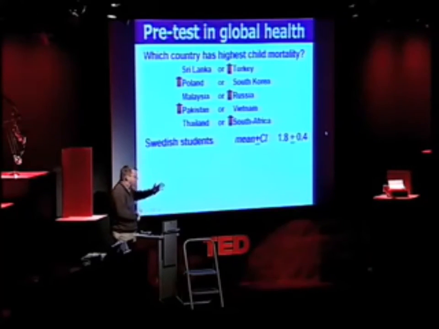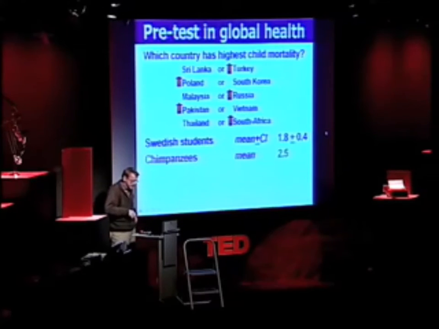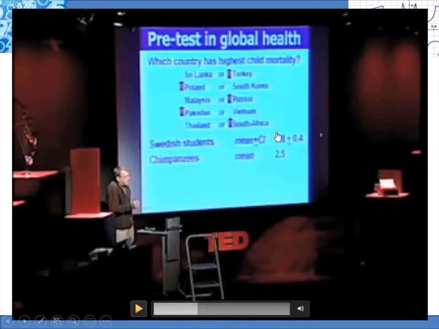I have shown that Swedish top students know statistically significantly less about the world than the chimpanzees. Students, this is their mean. They got 1.8 right, so less than 2 right on average, right? That's the mean. Now, the confidence interval, think of that a little bit like you'd think of the spread or the standard deviation. So that's how confident we can be with the number 1.8.